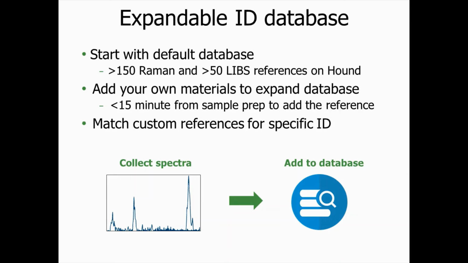Hound comes with over 150 Raman reference spectra and 50 LIBS references. To get exact matches for the unique particle of your interest, you can add a reference spectrum of materials specific to your process into the reference database for future matching. It takes only 15 minutes to load the samples, obtain a spectrum from the material of your interest, and add it to your custom reference database. The more specific references you add to the database, the more precise the match will be.